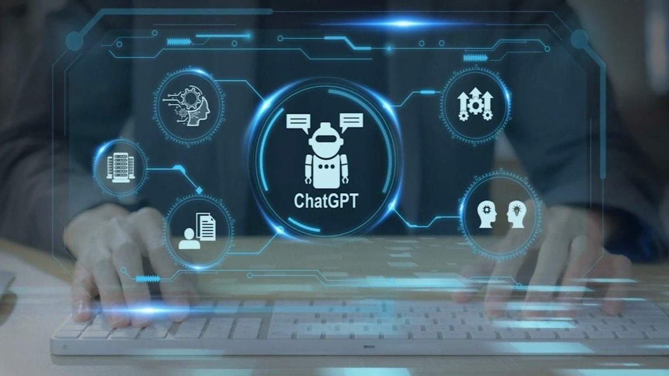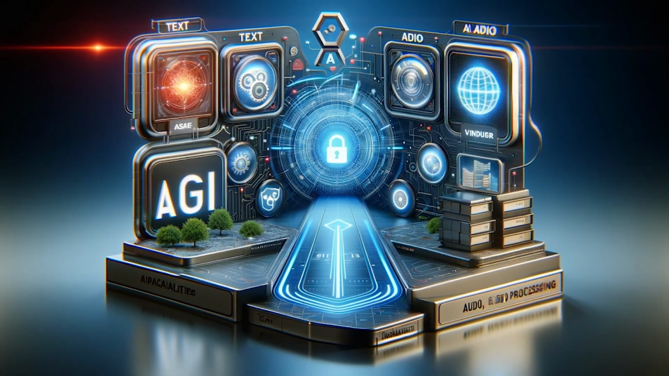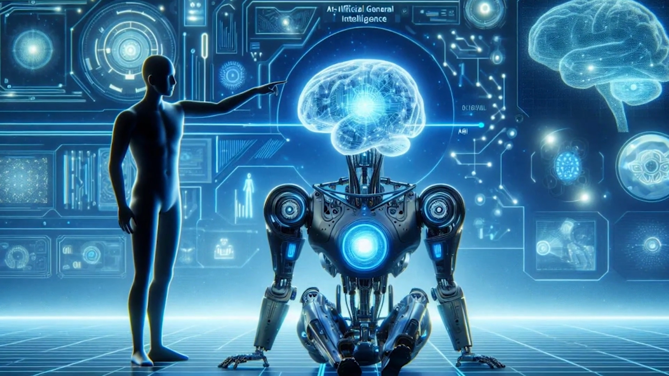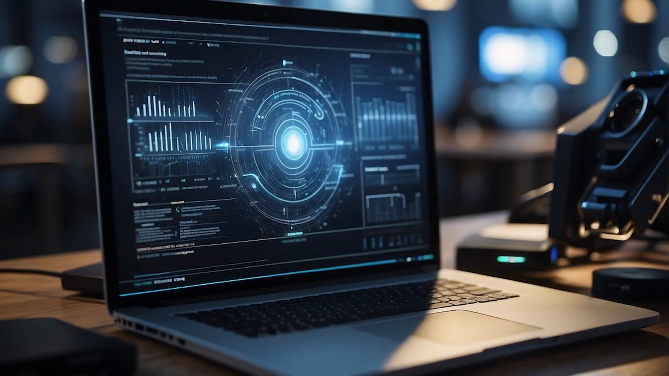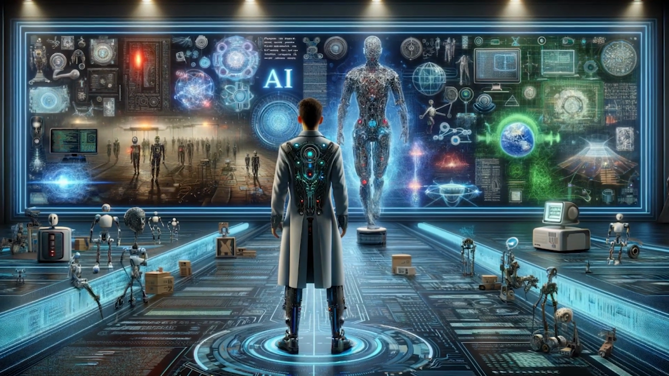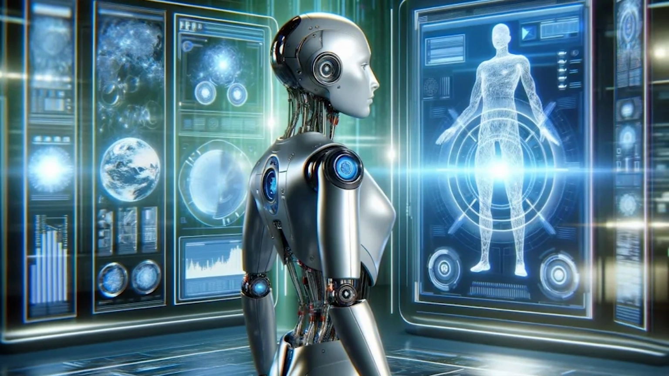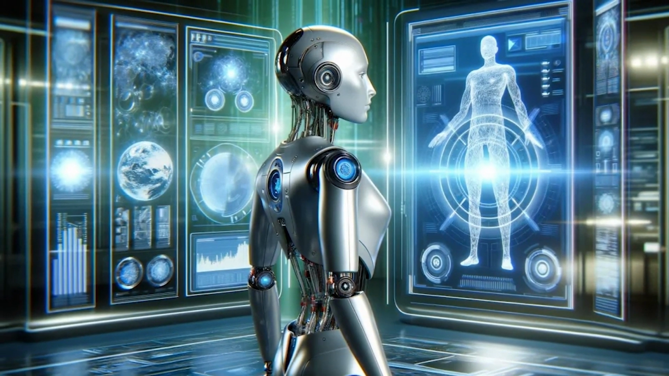Is ChatGPT O1 a step toward AGI? In many ways, advancements like ChatGPT O1 represent incremental progress toward AGI, but they are far from achieving it. Current models are still constrained by static knowledge, no continuous learning, narrow task-specific abilities, limited generalization beyond specific functions, lack of deep understanding, no self-awareness or true comprehension of context.